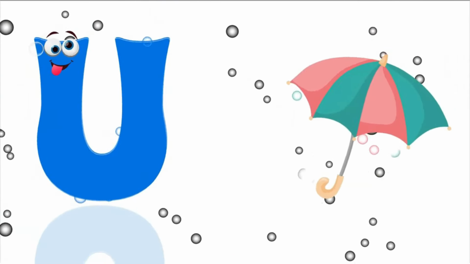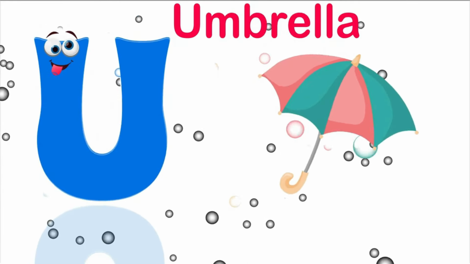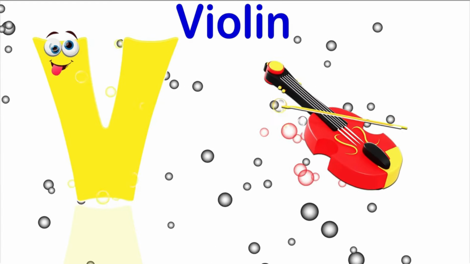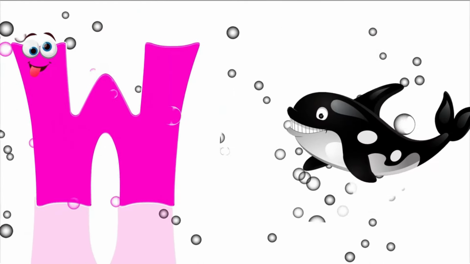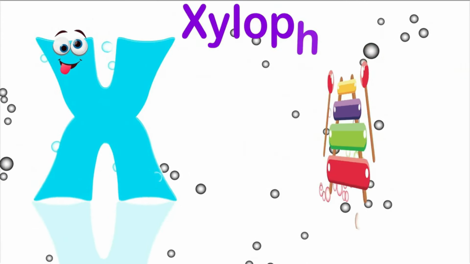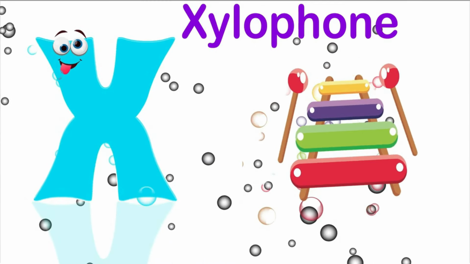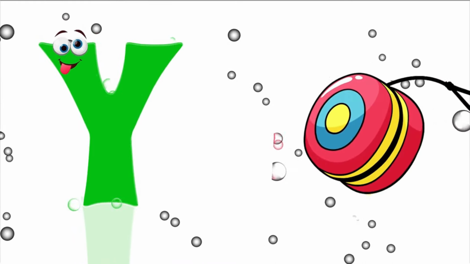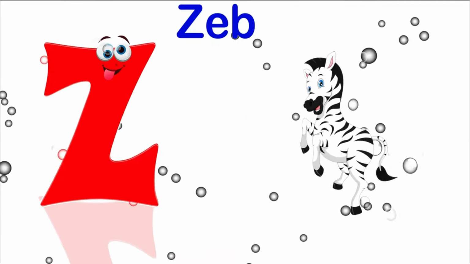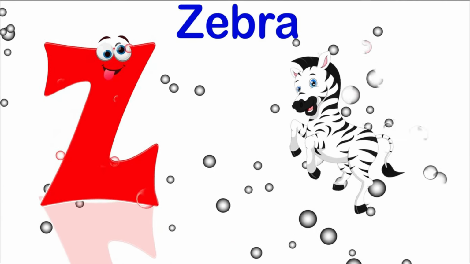U is for umbrella. V is for violin. W is for whale. X is for xylophone. Y is for yo-yo. Z is for zebra.